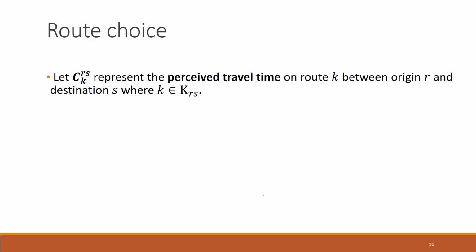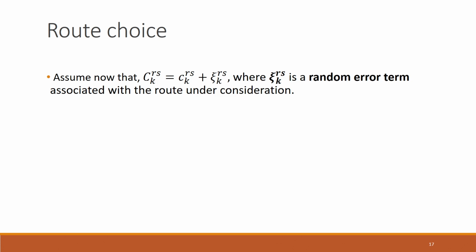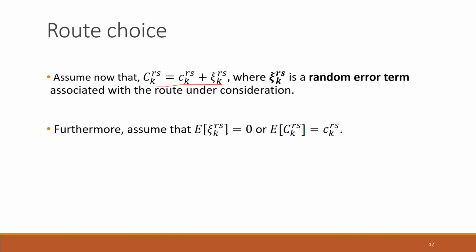Let C^{krs} represent the perceived travel time on path k connecting origin r and destination s. We assume that C^{krs} is a random variable. Also let small c^{krs} be the measured or actual travel time on path k connecting r and s. We assume that the perceived travel time on path k is equal to the measured travel time plus an error term, and that the expected value of this error term is equal to 0.